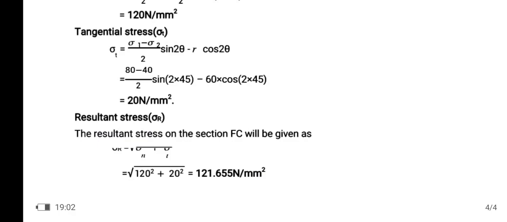Then, finally, the resultant stress. The resultant stress on the section will be given as sigma r is equal to the root of sigma n square plus sigma t square. Substitute: root of 120 whole square plus 20 whole square. So the resultant stress sigma r is, final answer, 121.65 N/mm².